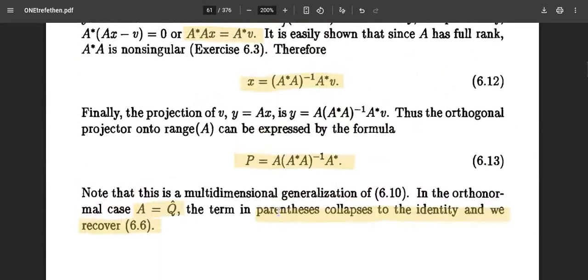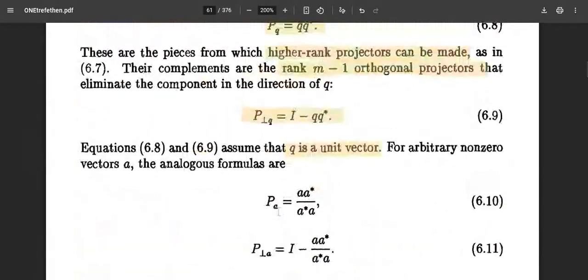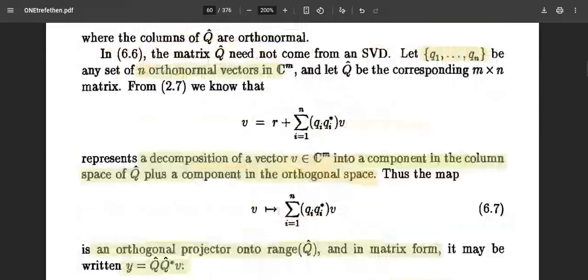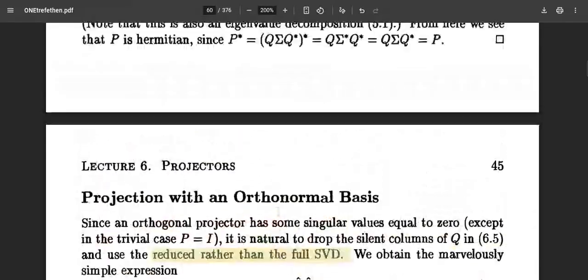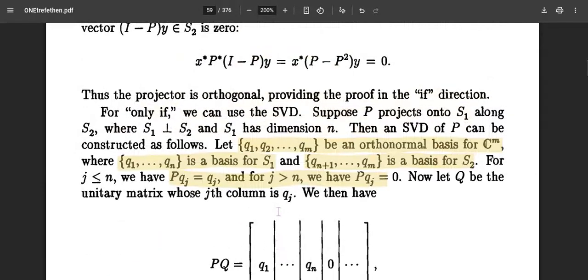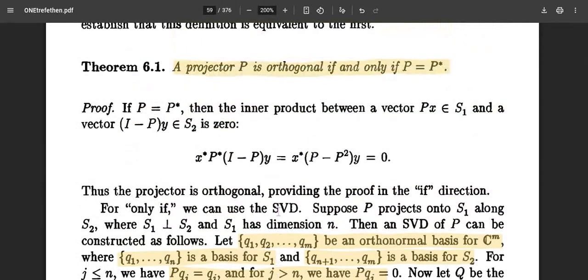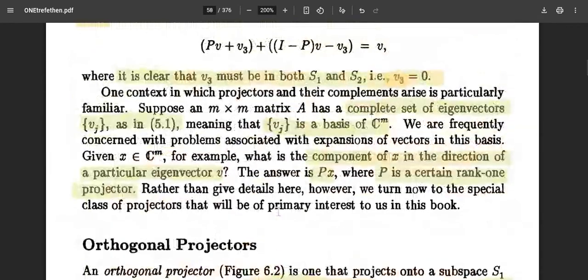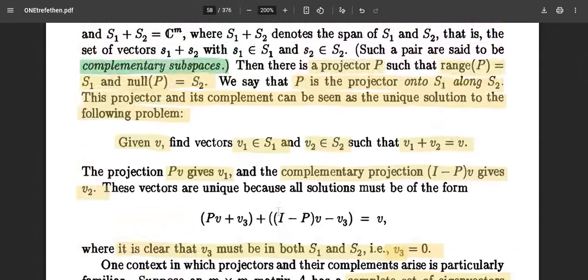So these are concepts related to orthogonality, projections, and how any vector can be projected into a subspace, and how any vector can be represented in two complementary spaces. One is the projection space, another is the residual space, S1 plus S2. S1 can be the projection space and S2 the residual space. If it is orthogonal, then S1 and S2 will be perpendicular to each other.